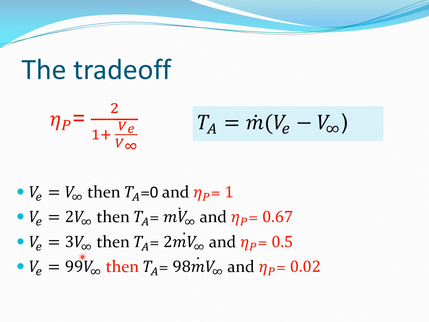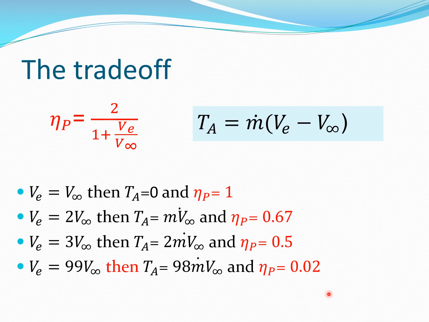Similarly, we can try VE is 3V infinity, which gives these values. Again, the thrust available becomes larger, but my efficiency goes down further. If we go all the way to VE is 99V infinity, then we get a very high value for thrust, but a very low efficiency. So you can really see that there is a trade-off issue here.